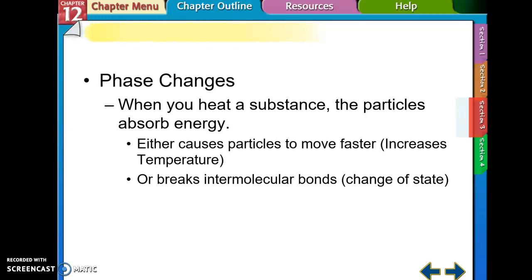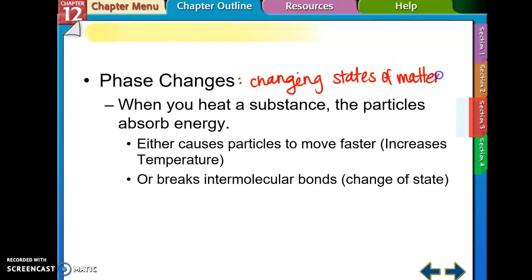Welcome to video 12.3. Today we're going to talk about phase changes. So remember that a phase change is when you change a state of matter. These are all physical changes. So anytime we hear the word phase or the term phase change, we're talking about changing states of matter.